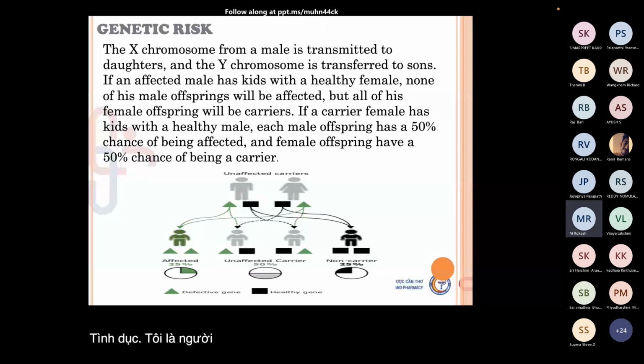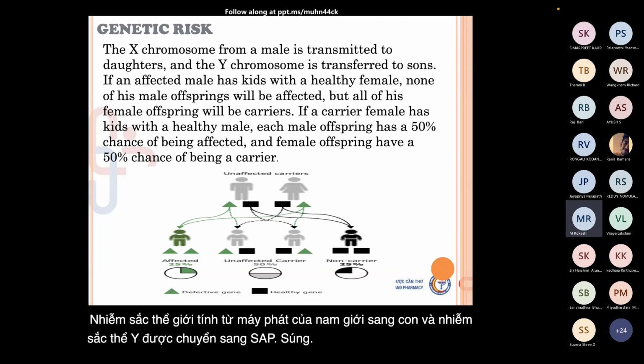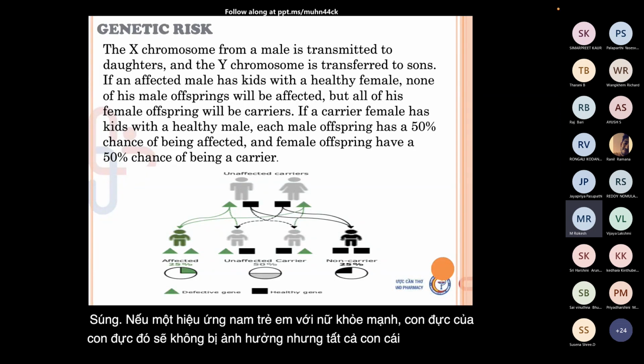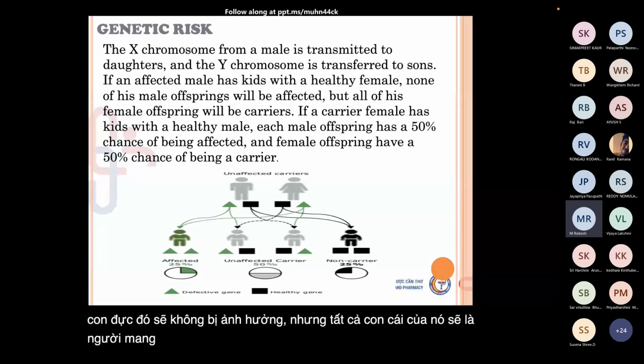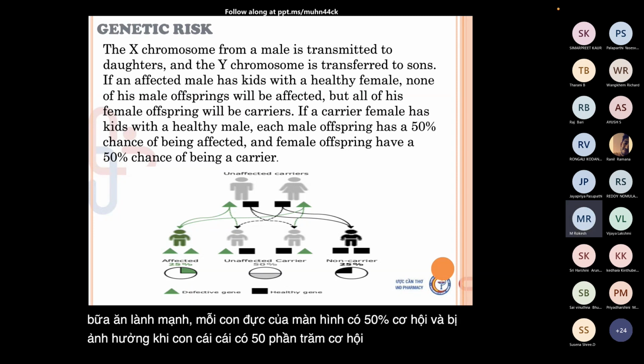Genetic risks. The X chromosome from a male is transmitted to daughters, and the Y chromosome is transferred to sons. If an affected male has kids with a healthy female, the male offspring will not be affected, but all of his female offspring will be carriers. If a carrier female has kids with a healthy male, each male offspring has a 50% chance of being affected, and each female offspring has a 50% chance of being a carrier. Next slide.